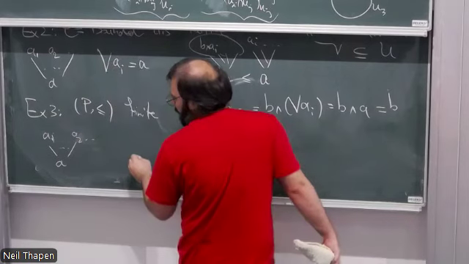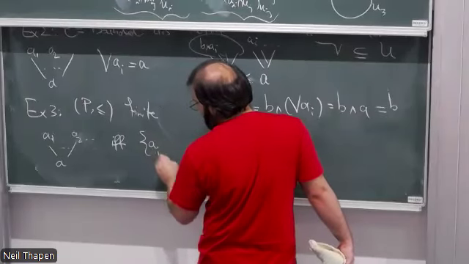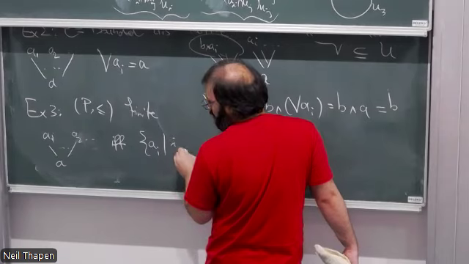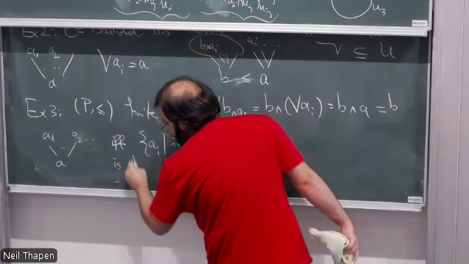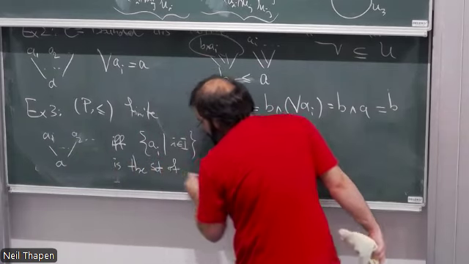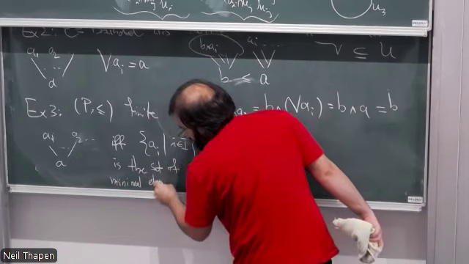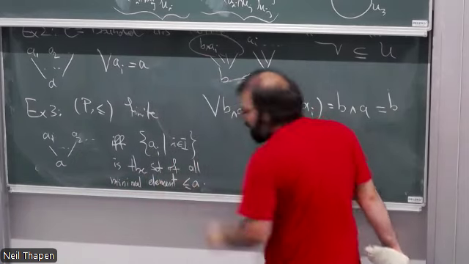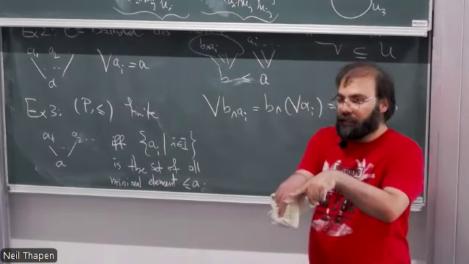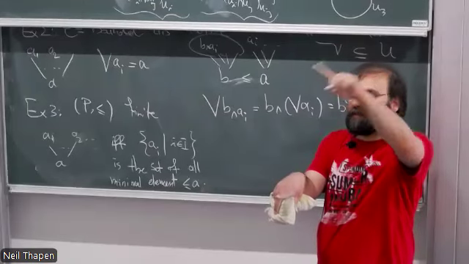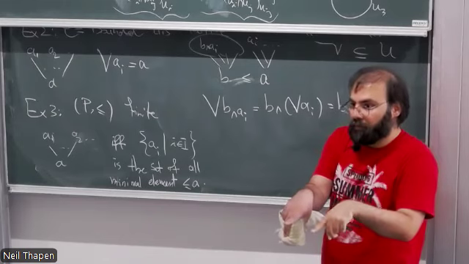So this family is covering if the set of A_i's, the whole set here, is the set of all minimal elements less than A. So something covers A if all of those things are minimal elements less than A, and you have all of them, not just some.